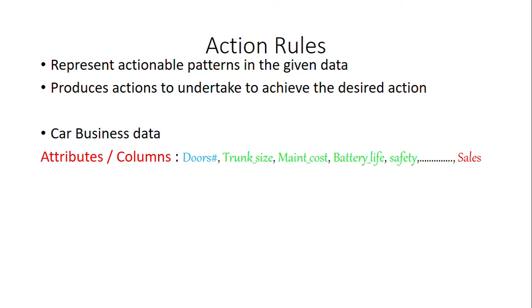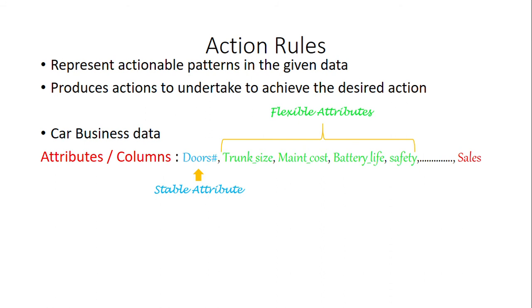So let's go back to the car business data. We said that the company wants to improve their sales from medium to high. So what are the actions they need to take? With action rules, the attributes in the data have to be split into three parts. One is stable attributes. That means that values in that stable attribute cannot form an action. The company thinks that they can change the trunk size, maintenance cost, battery life and safety. But they think that the doors remain constant for all cars.